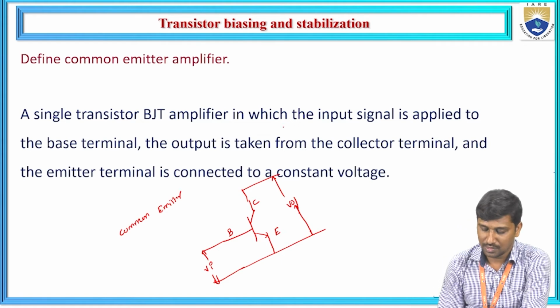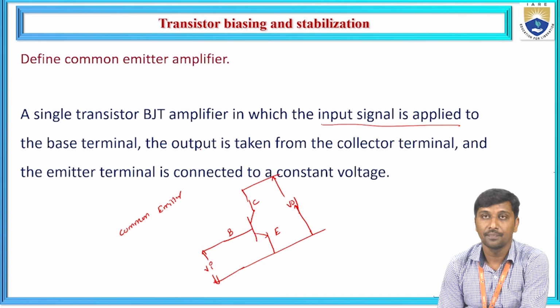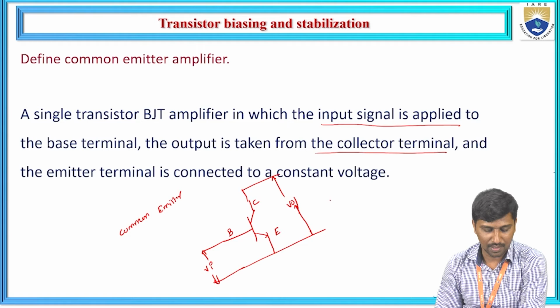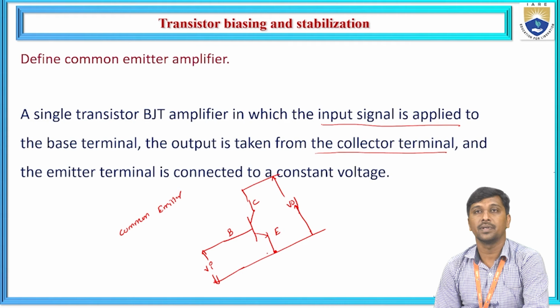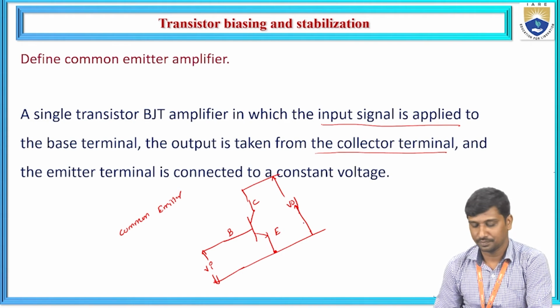Hence, in the common emitter amplifier, the input signal is applied to the base terminal, output is taken from the collector terminal, and the emitter terminal is connected to a constant voltage. So the emitter is made the common terminal, connected to a constant voltage.